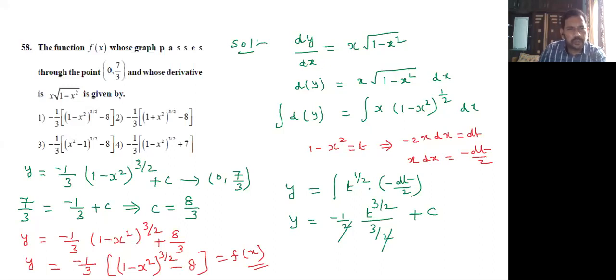Students, which option is correct? I think the third option is correct. Third option, no, the third option is not correct. First option is correct, because in the first option 1 minus x square is there. In the third option x square minus 1 is there.